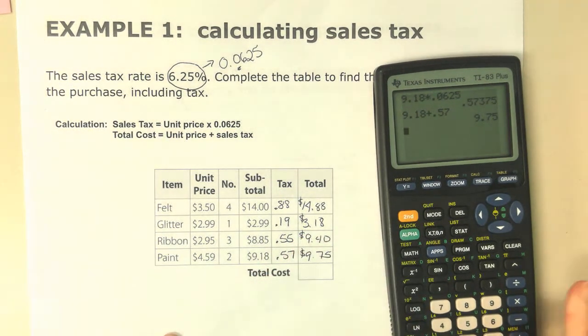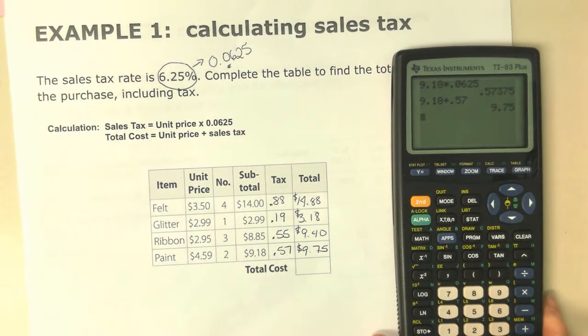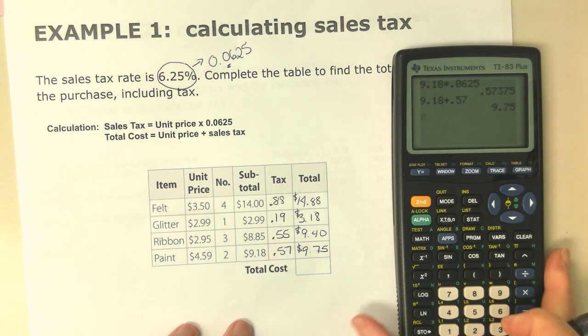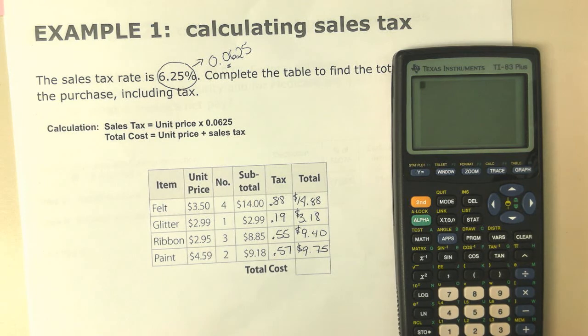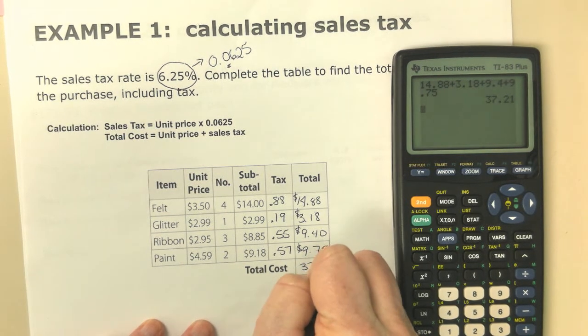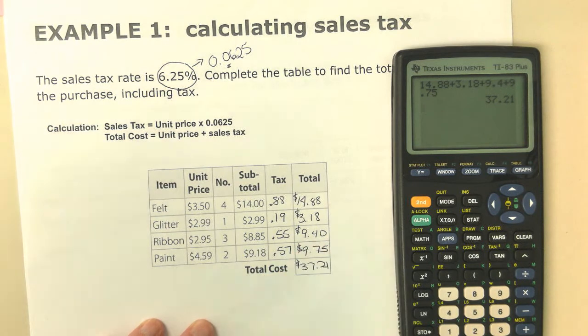So now we have the total of each individual item, but not the total bill. So the only thing we need to do now is to add the 4 totals together to get the total cost. So we have $14.88 plus $3.18 plus $9.40 plus $9.75 for a total of $37.21.